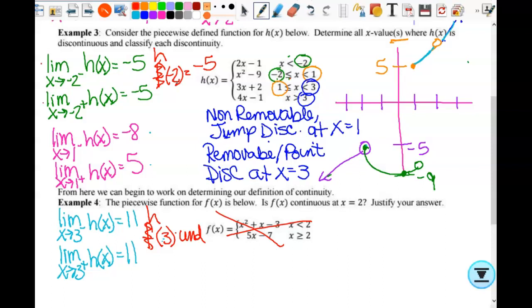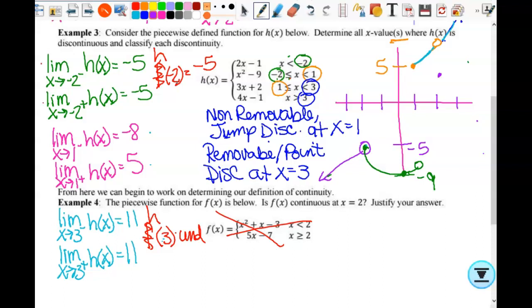Because I could have had, like there could be a random point right here, right? We don't have that, but at that point h of x would exist, but it's not going to be the same. So the point has to exist, the limit has to exist, and then they all have to be equal. Those are the three parts of it being continuous. Okay, does that make sense?